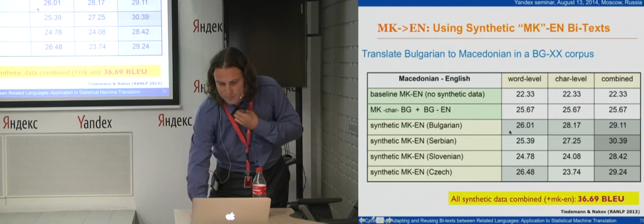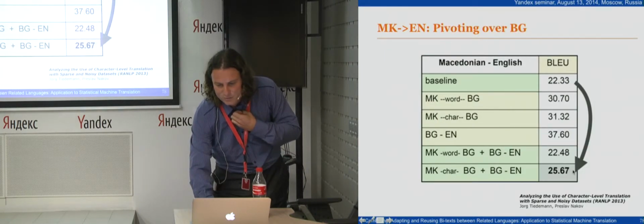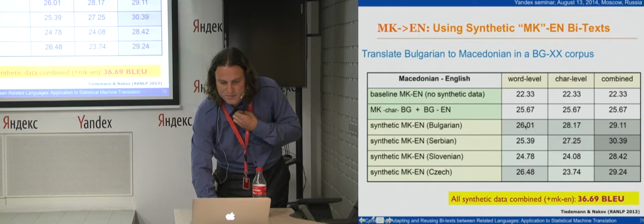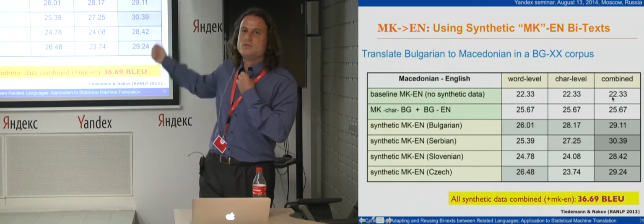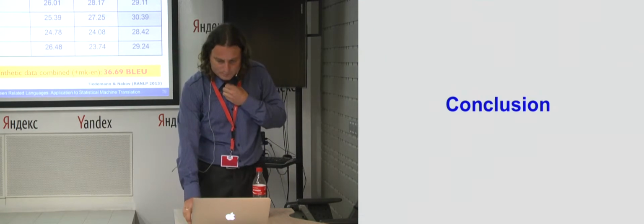So here we had something like 25, and here over Bulgarian we have 26.88. And then of course you can do it over different languages, over Bulgarian, Serbian, Slovenian, Czech. If you put all these together, you get a BLEU of 36.69, and we start with 22, which is a very huge improvement of 14 BLEU points.